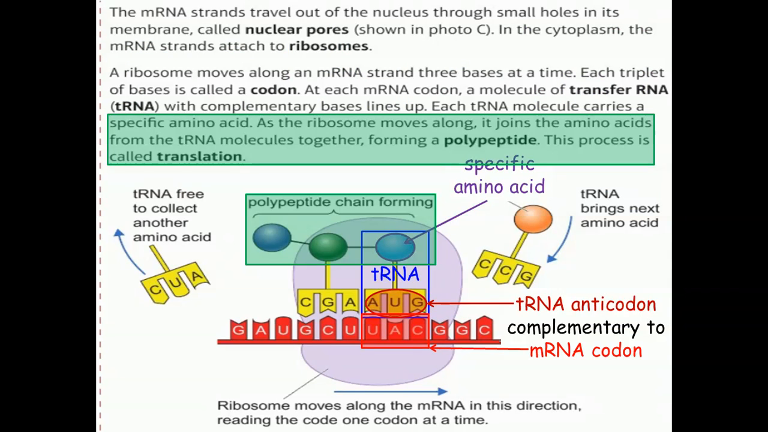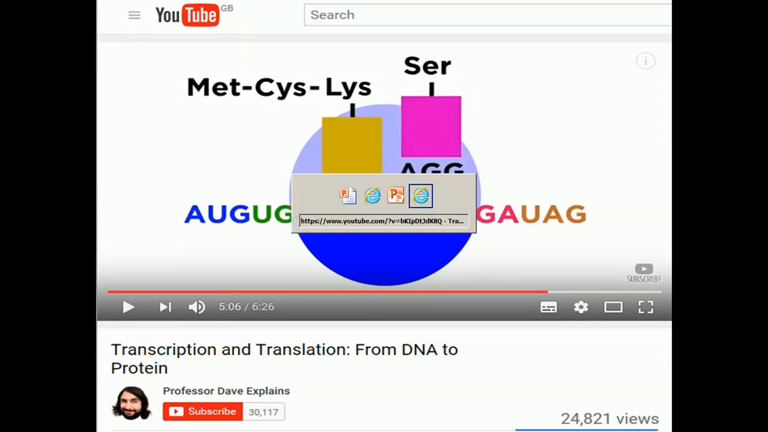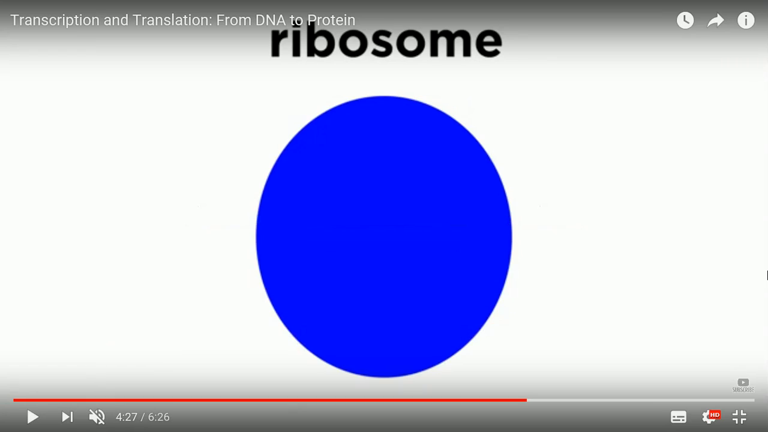As the ribosome moves along the base triplets, the codons, the transfer RNA or tRNA brings along the correct amino acids and puts them in the correct order based on its anticodon. And these amino acids are then joined together to make the polypeptide chain. And this means that the mRNA codon has coded for a specific amino acid to join together to make the protein. And we can see that here.